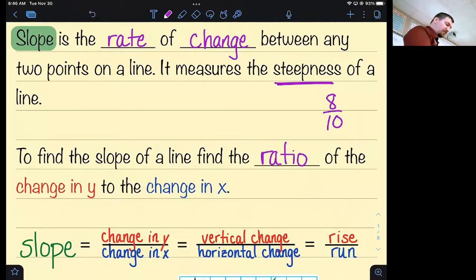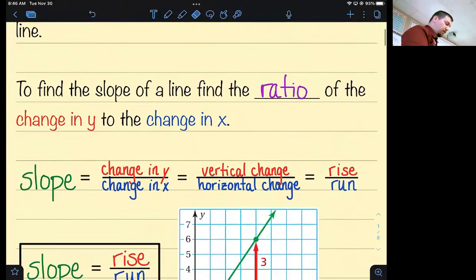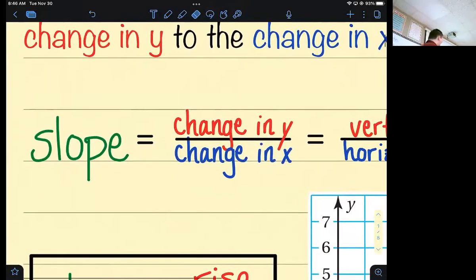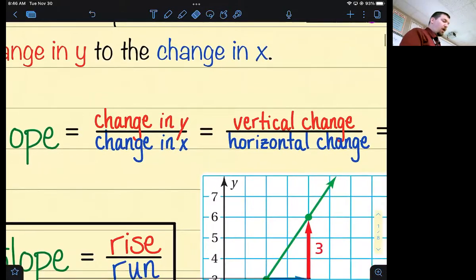And how do I write this fraction? Well, I'm going to find my slope, find the change in the y coordinate over the change in the x coordinates. The change in y we call the vertical change. That is because the y-axis is the vertical axis. You can see it on the board over there. The x-axis is the horizontal axis.